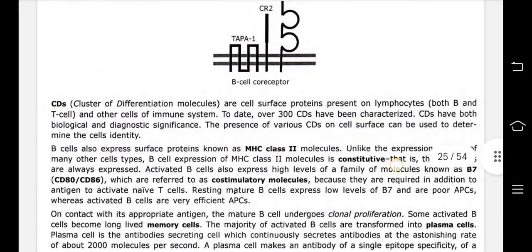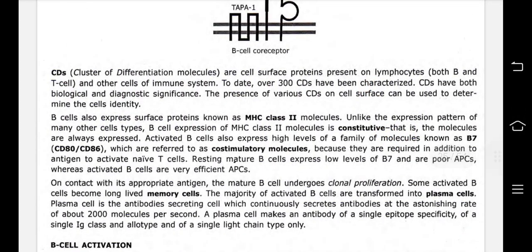B cell co-receptor. CD, cluster of differentiation molecules, are cell surface proteins present on lymphocytes, both B and T cells, and other cells of the immune system. To date, over 300 CDs have been characterized. CDs have both biological and diagnostic significance. The presence of various CDs on the cell surface can be used to determine the cell's identity.